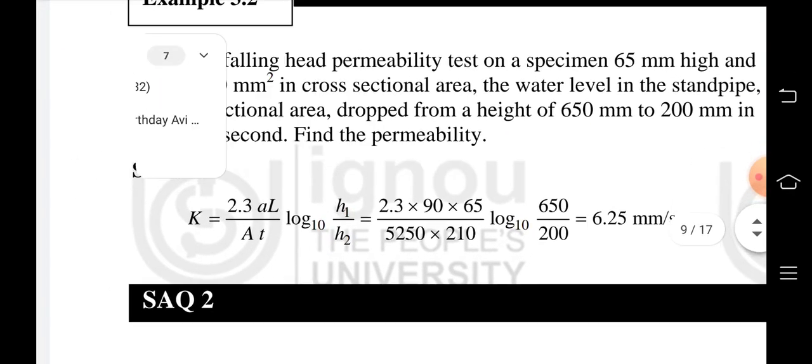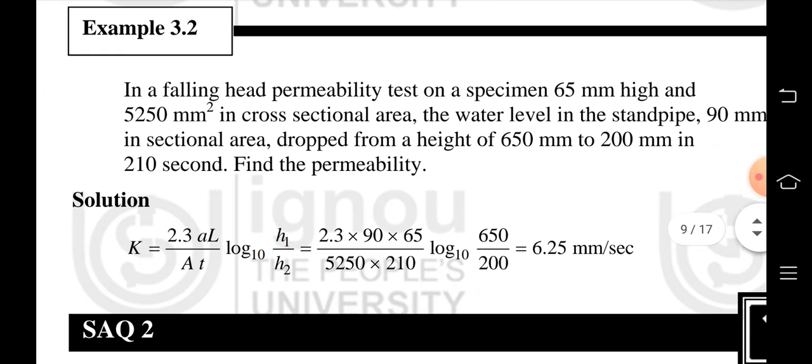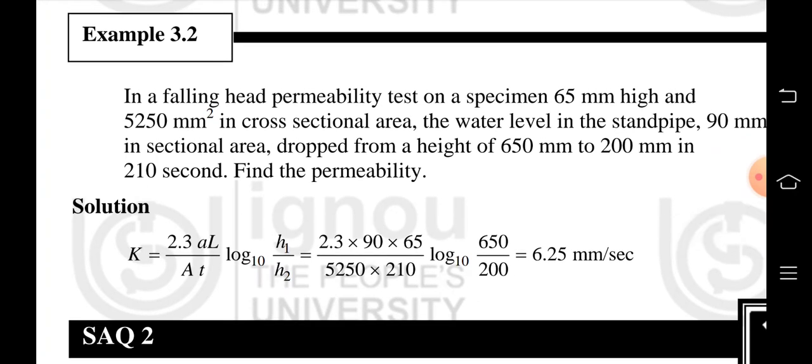Then the second problem is for the falling head permeability test. In a falling head permeability test, on a specimen 65 mm high and 5250 mm square in cross sectional area, the water level in the standpipe, 90 mm square in sectional area, dropped from height 650 to 200 mm in 210 seconds. Find the permeability.